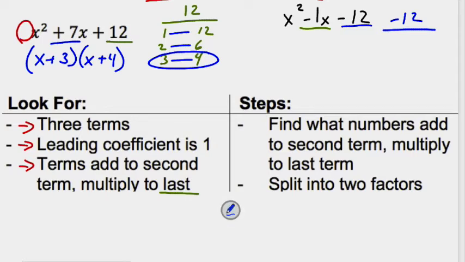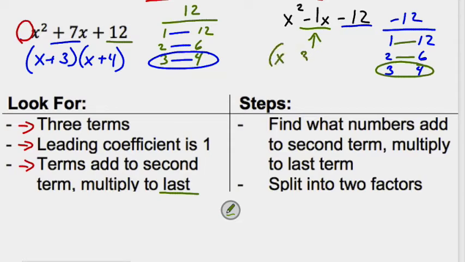So it's going to be very similar, 1 and 12, 2 and 6, 3 and 4. But because that 12 is negative, I am subtracting. And I'm trying to subtract to get to this negative 1. Well, 12 minus 1, that's going to be 11, so it won't work. 6 minus 2, that's going to be 4, so it won't work. 4 minus 3 is negative 1. So I know those are the numbers that are going to work.